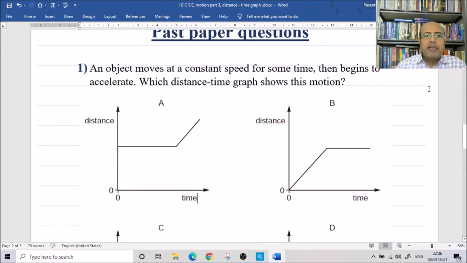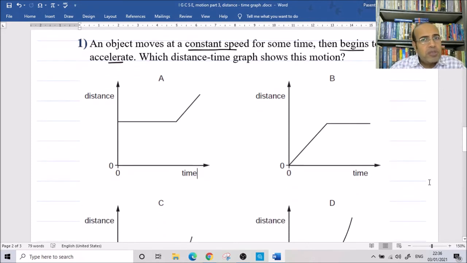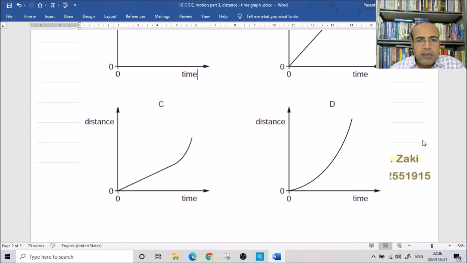An object moves at a constant speed for some time, then begins to accelerate. Which distance time graph shows this? Now, let us study each graph. This is a distance time graph. So, stationary and then constant speed. This one, constant speed and then stationary. This one, constant speed and then a curve. It means accelerate. So, this is the correct answer. This one, it is a curve. It means accelerate.